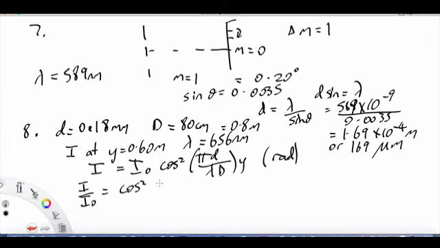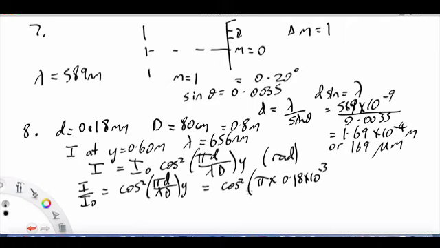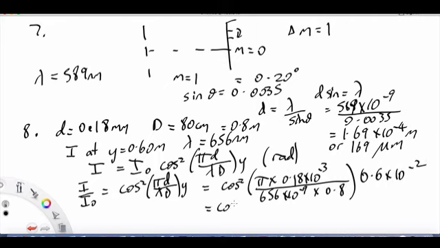So I over I naught, because we want the fraction, is cos squared of pi little d over lambda big D times y, which is cos squared of pi times 0.18 by 10 to the minus 3 over 656 by 10 to the minus 9 times 0.8, times 0.6 by 10 to the minus 2, which gives you cos squared of 6.465. Cos of 6.465 is 0.9835, but it's squared. So that is 0.967. That is how much of the maximum intensity you get at that point.